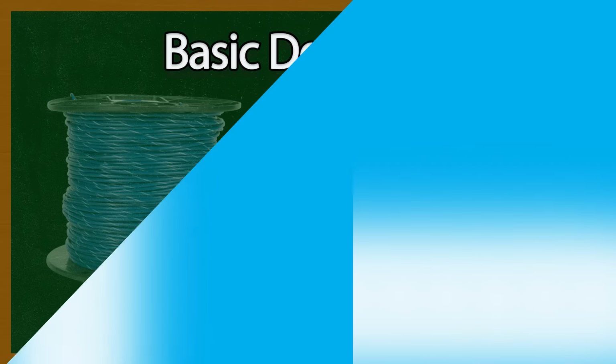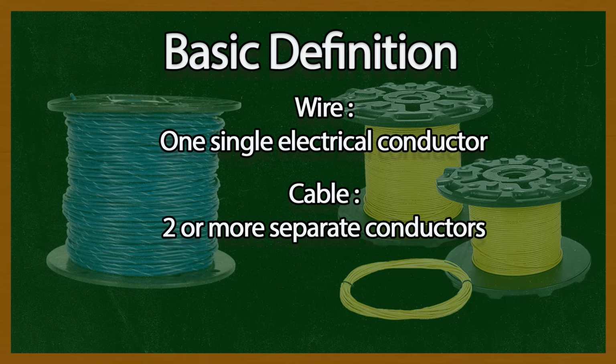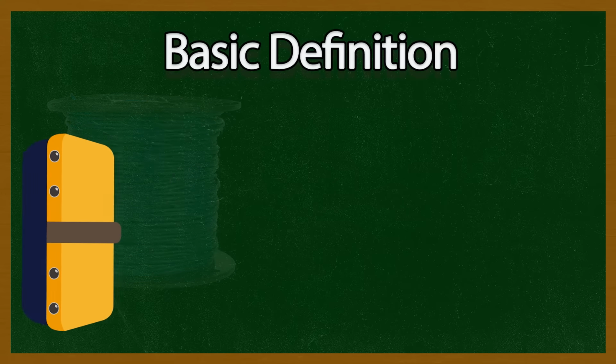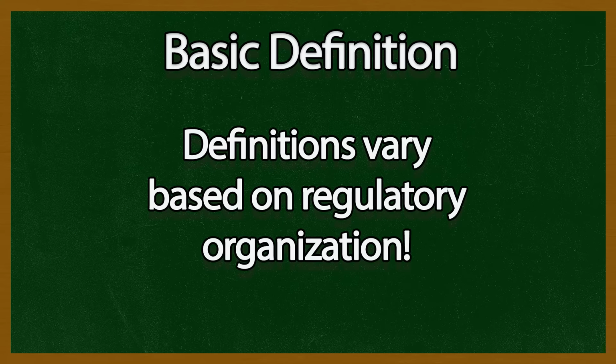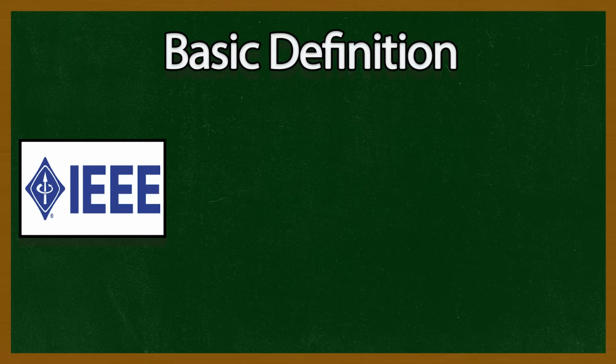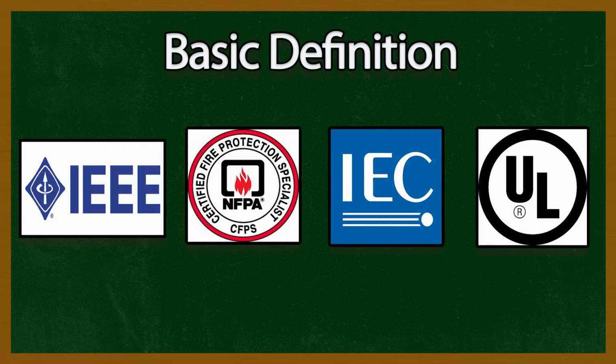In simplest terms, a wire consists of one single electrical conductor, while a cable consists of a group of two or more separate conductors. However, these definitions need to be tweaked a little, depending on the usage. Even though these definitions are commonly used, there's no one set standard that fits all types of wires and cables. These definitions usually vary based on the organization that regulates them, such as IEEE, NFPA, IEC, and UL.